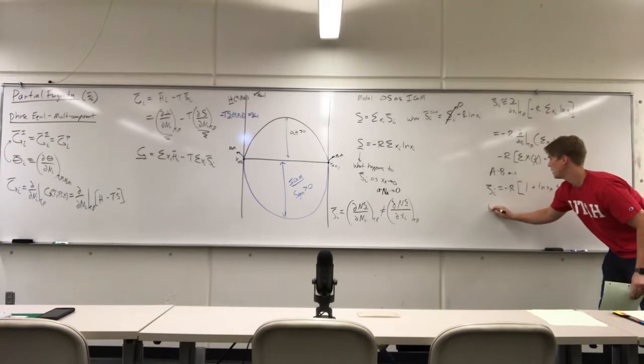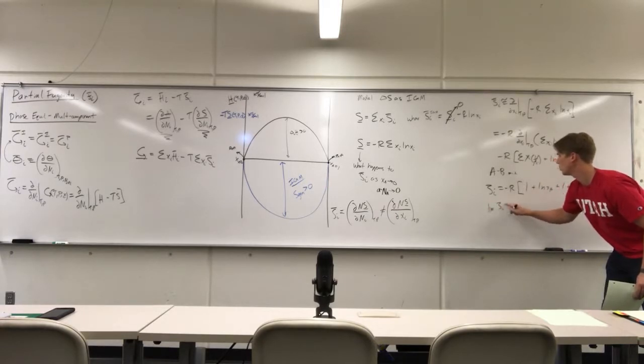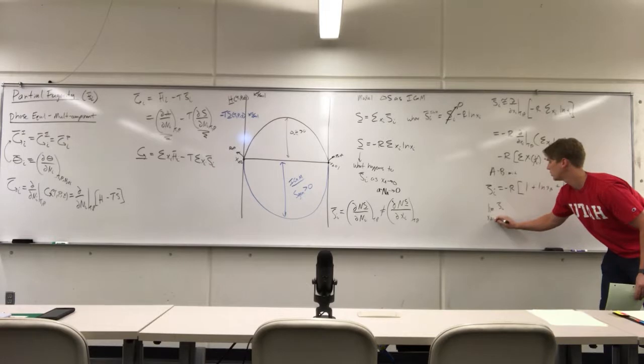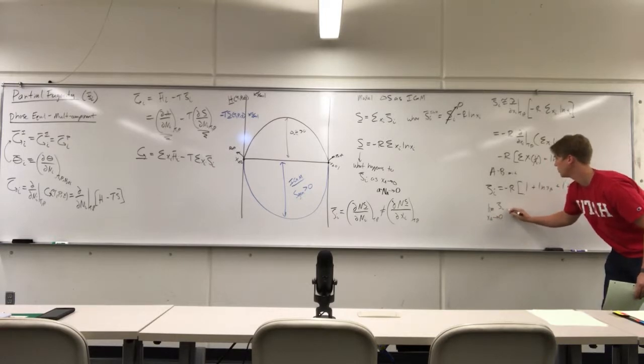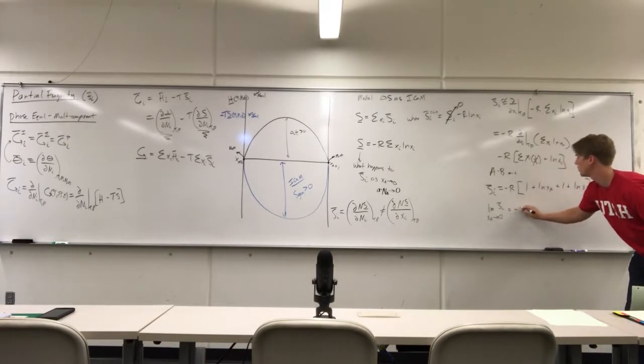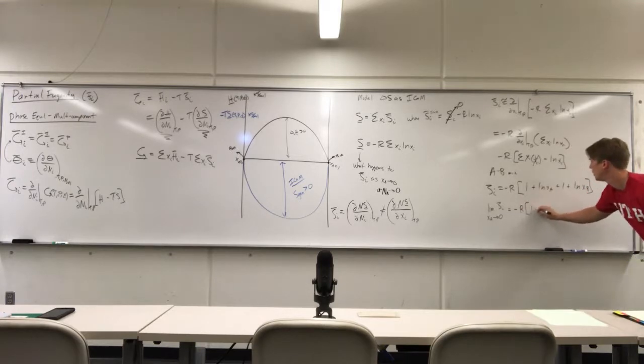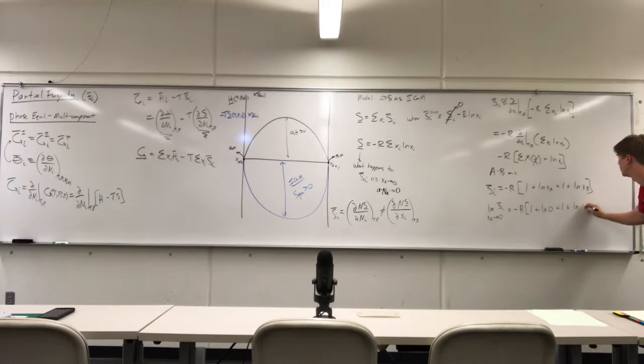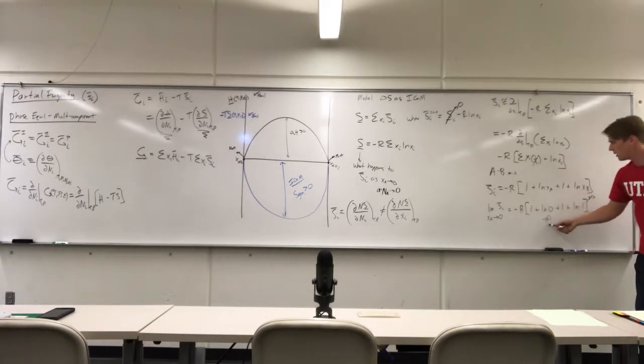So let's take the limit of the partial molar entropy as the mole fraction of species A goes to 0, in which case this will be equal to... what is the natural log of 1? Goes to 0. What is the natural log of 0? Minus infinity. Minus R times minus infinity.